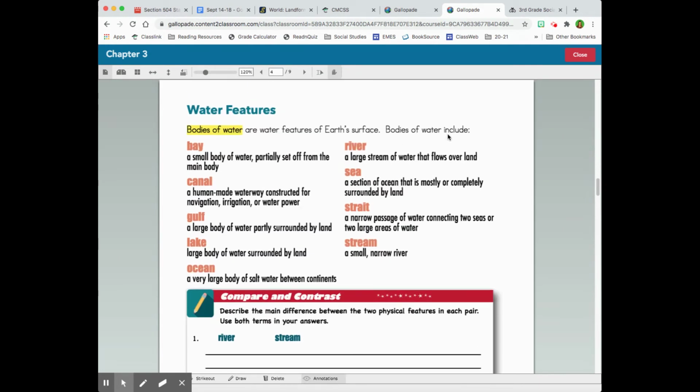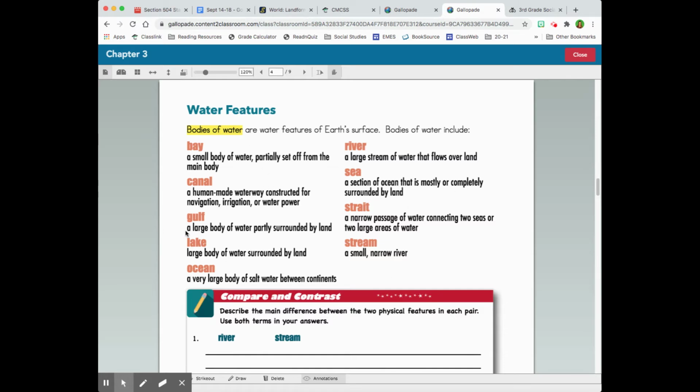So our different types of bodies of water include a bay, a canal, a gulf, a lake, an ocean, a river, a sea, a strait, and a stream. Now, thankfully, you have probably heard of most of these. Yesterday you may have only heard of a desert, a hill, a mountain, an island, and you may not have heard of the other ones. However, thank goodness we know quite a few of these, hopefully, and that will make it a little bit easier. So let's go ahead and try and figure out some on our own.